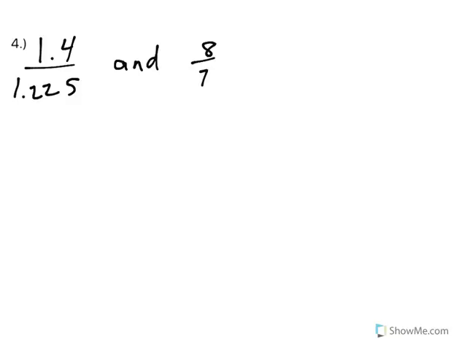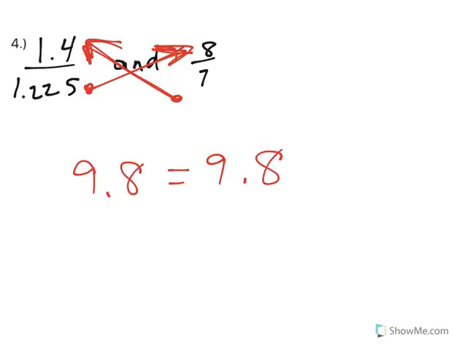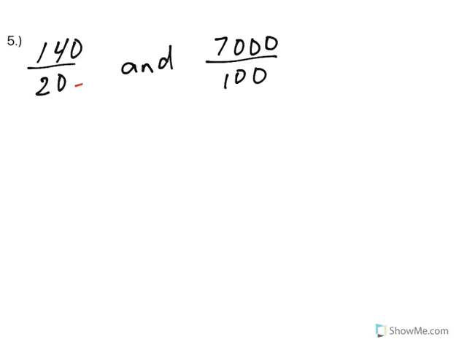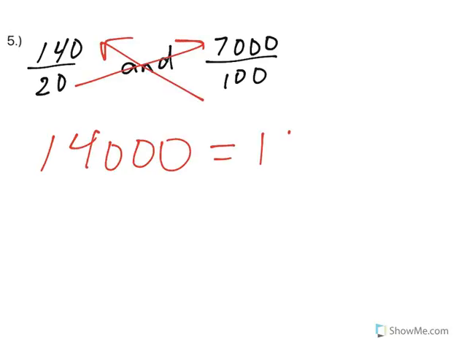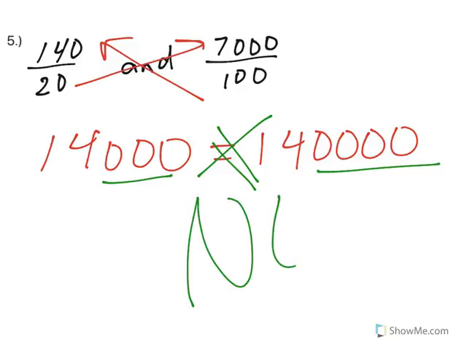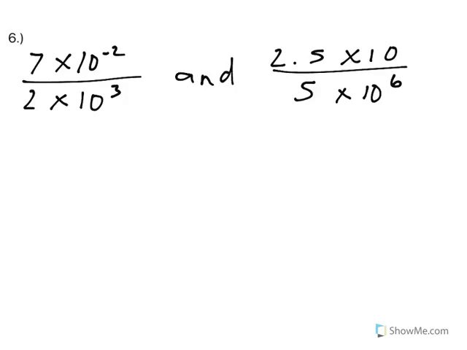Number 4, we invite decimals to the party. Hey, that's all right, no big deal. We still cross multiply, so the 1.225 multiplies by 8. 7 multiplies by 1.4. I get 9.8 equals 9.8. Yep. These two are proportional. Cross multiply. I get 14,000 equals 140,000. No, 3 zeros, 4 zeros. Those are not the same.